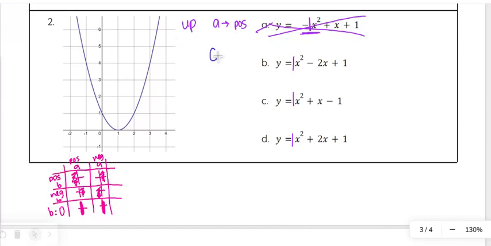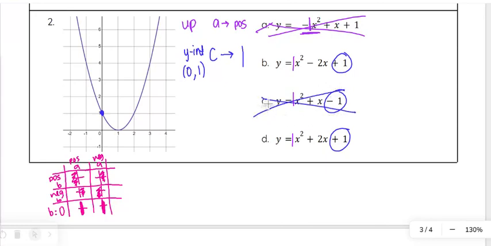Then we move on to C, which remember is your y-intercept. So the y-intercept here is 1, so (0, 1). So that means our C value has to be +1. So if you look at these options, we can rule out C because that is a negative C value. So it's not going to be that one. Then we look at B and D. So looking at B and D, we do have opposite signs for the B value. So we are going to look at our B value next.